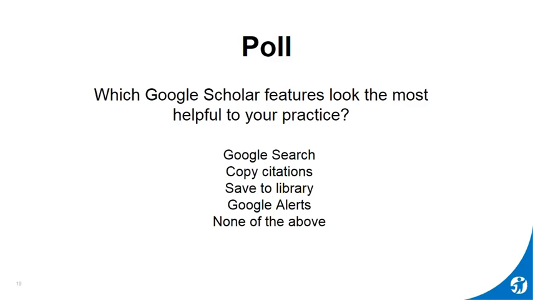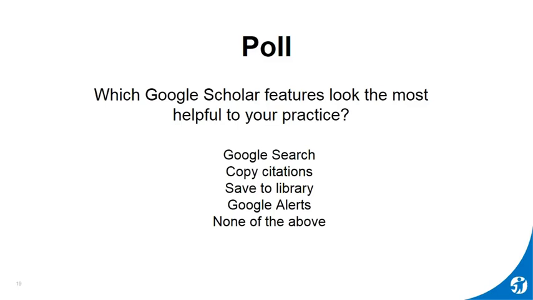So it's time to do another poll. Which Google Scholar features look the most helpful to your practice? And this one, instead of picking any that apply, just pick the one that you think is the most helpful. Google Search, copy citations, save to library, Google Alerts, or none of the above. Great, thank you, Charity. And please go ahead and make your one selection there, and I'll be closing the polls in just a few seconds.